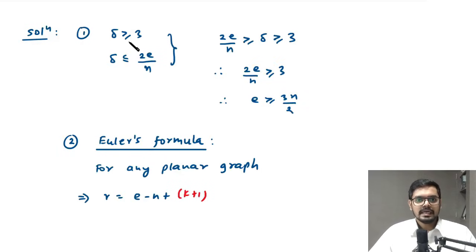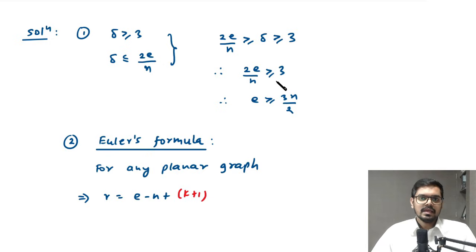So the given data was delta is greater than or equal to 3. As per our theorem, delta is less than or equal to 2e by n. So can I say 2e by n is greater than or equal to delta, and delta is greater than or equal to 3? Just connect here: delta is greater than or equal to 3. This is what you will get. 2e by n is greater than or equal to delta from here, and then delta is greater than or equal to 3. So if this is the thing, since 2e by n is greater than delta and delta is greater than or equal to 3, then 2e by n is also greater than or equal to 3. Simple inequalities. Aptitude we have studied, simple inequalities. So 2e by n is greater than or equal to 3.